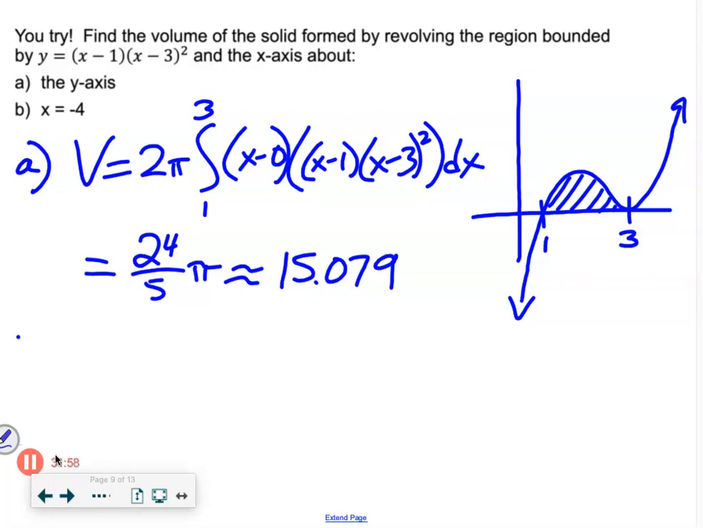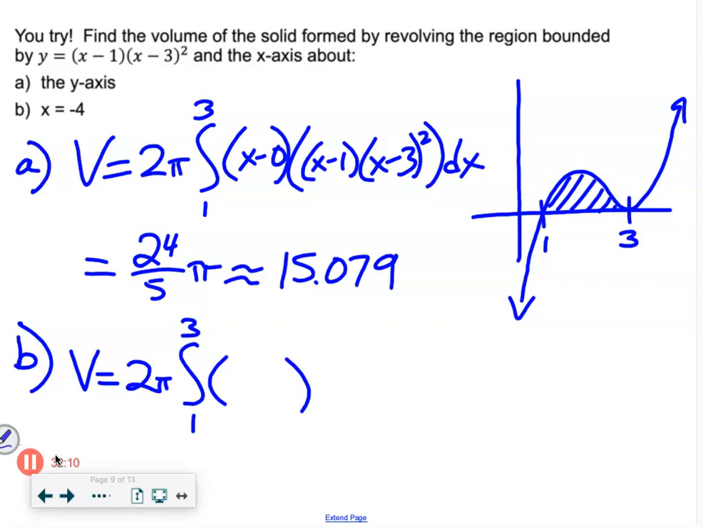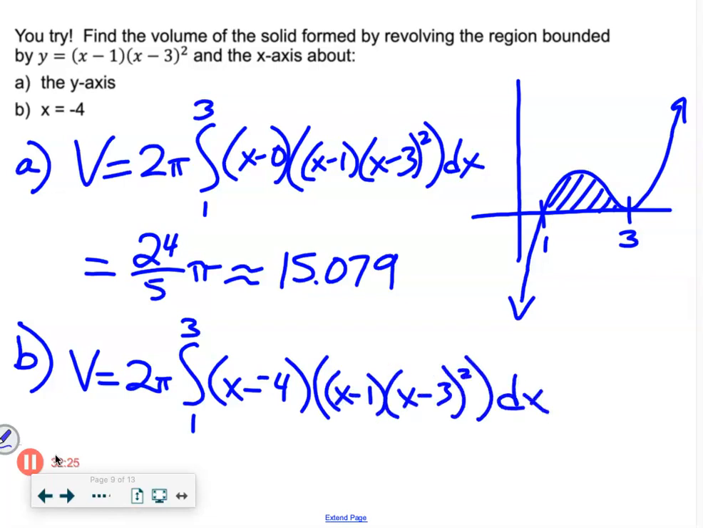All right, part B. So for this one, we're revolving about the line x equals -4, which is still a vertical axis, so we're still going to do shell. But now, what's our radius? x minus -4, or x plus 4. Height? Same height. So x minus 1, x minus 3 squared dx.